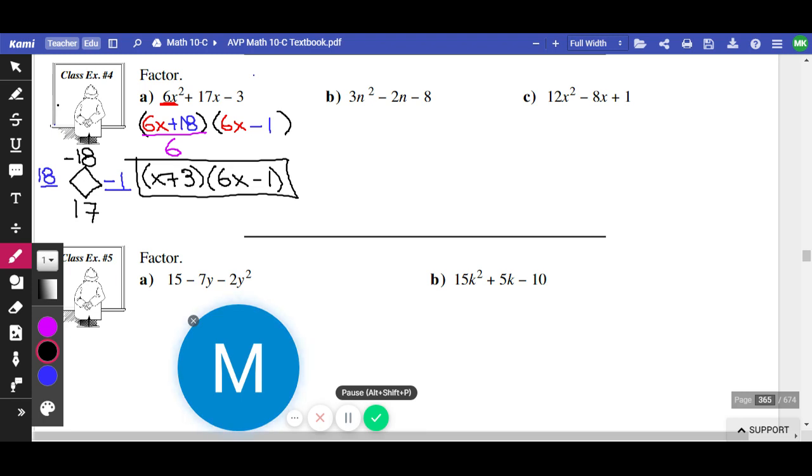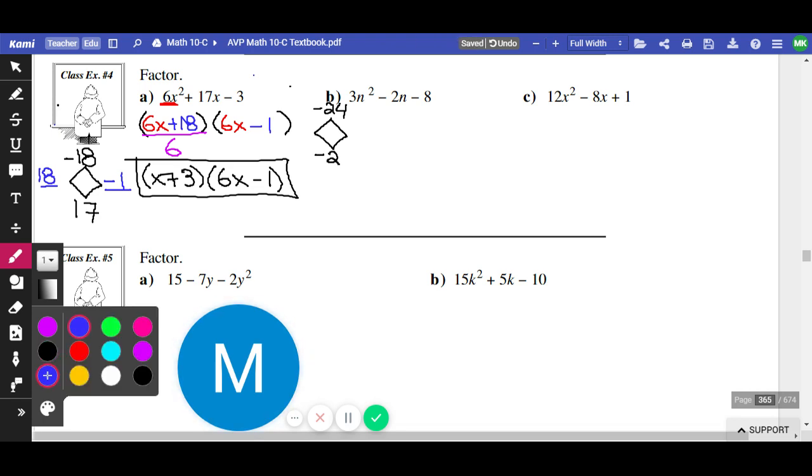Alright, B should work out nicely. C might actually have a bit of a curveball to it. So if you look at B, we build our diamond. The top of the diamond would be 8 times negative 3, negative 24. Bottom of the diamond would be negative 2. Things that multiply to negative 24 and add to be negative 2 would be 6 and 4. So it would be negative 6, positive 4. Again, if you're stuck on the diamond, focus on the multiplication, right? Because it's a finite number of things.